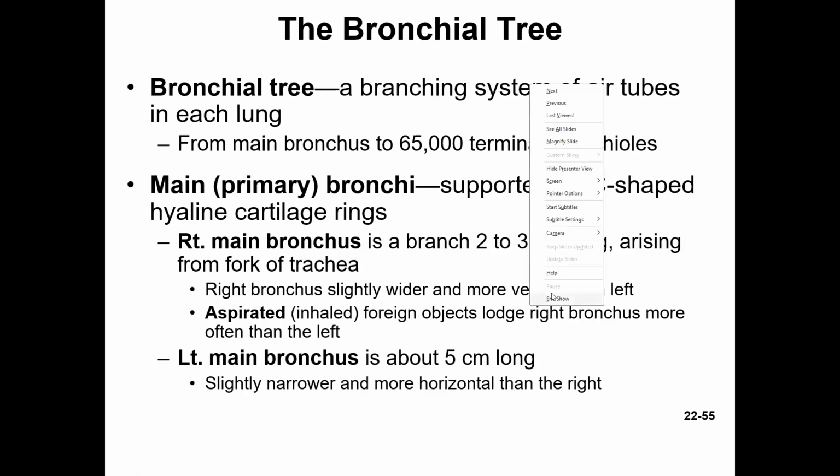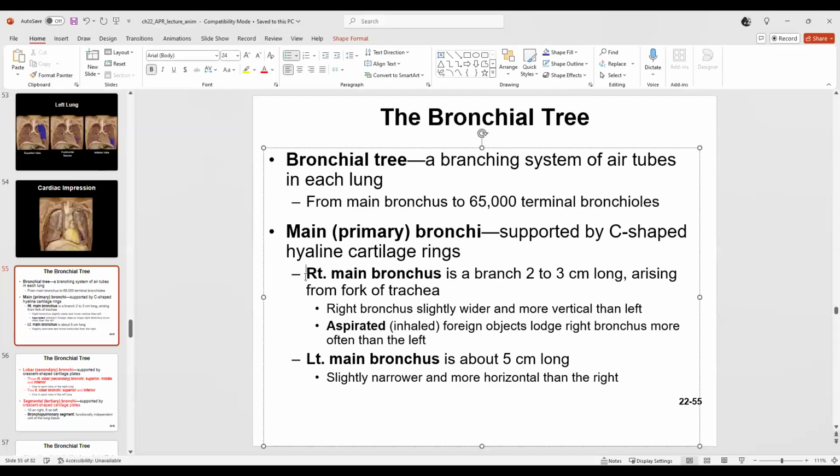I'm just going to highlight one area right here that shows us the difference between the right and the left. The right main bronchus is slightly wider and more vertical. Because of that, inhaled particles and inhaled foreign objects usually get stuck there. Because it's bigger, things go right through. The left is about 5 centimeters long, slightly narrower, and more horizontal.